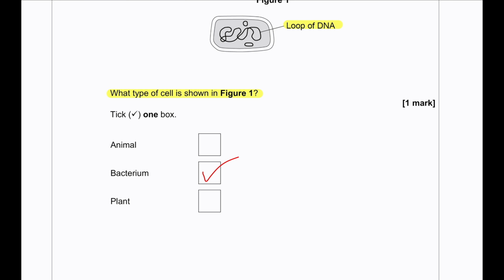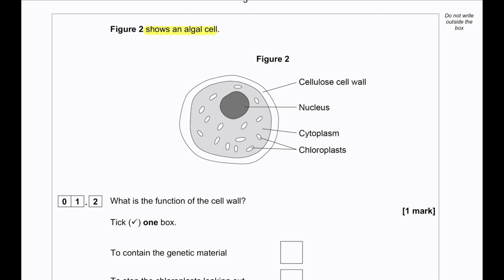How can we tell? We can see there is a cell wall and we can see there is a loop of DNA present. Plant and animal cells have their DNA bound by a nucleus. Since we do not see any nucleus, we can say this is a bacterium. Figure 2 shows an algal cell. We can see cellulose cell wall, nucleus, cytoplasm, and chloroplast present.